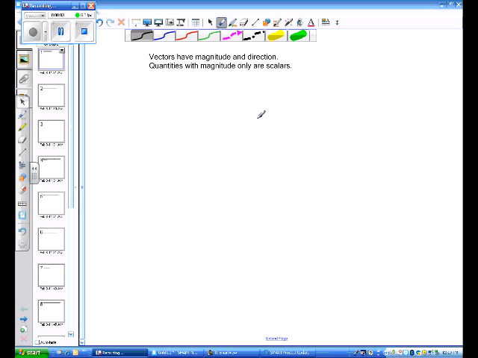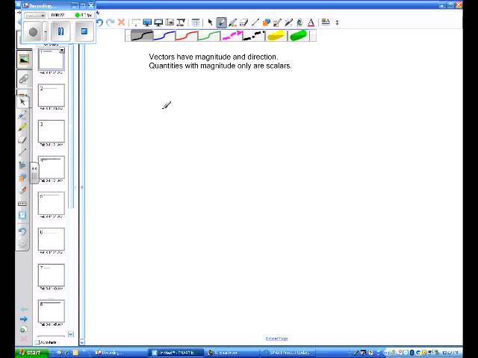In this lesson, we're going to talk about vectors, and vectors are things that have both magnitude and direction. And if a quantity only has a magnitude, then it's called a scalar. So we could be talking about a vector, a car that's traveling at 50 miles per hour going south.